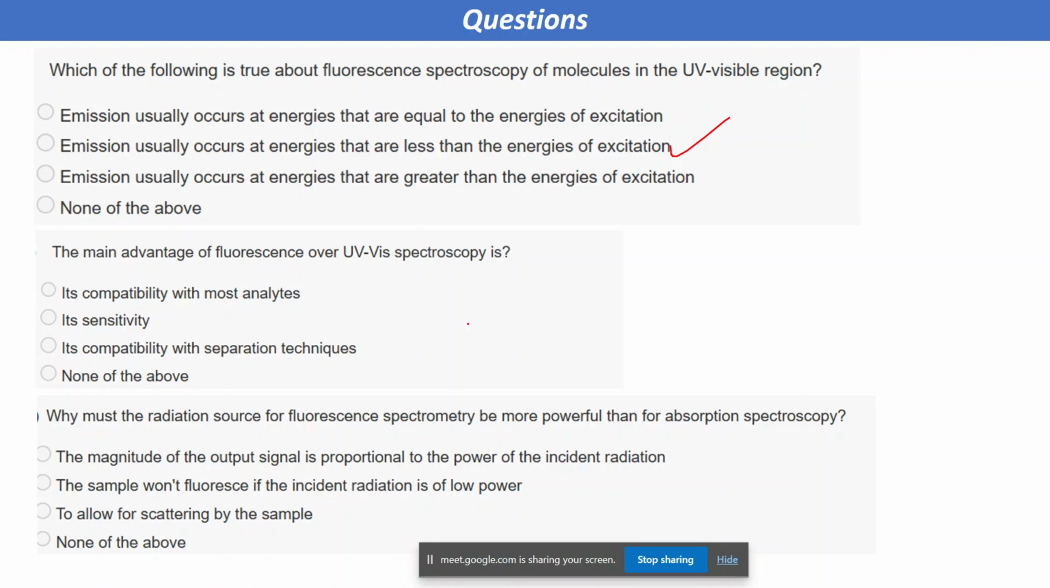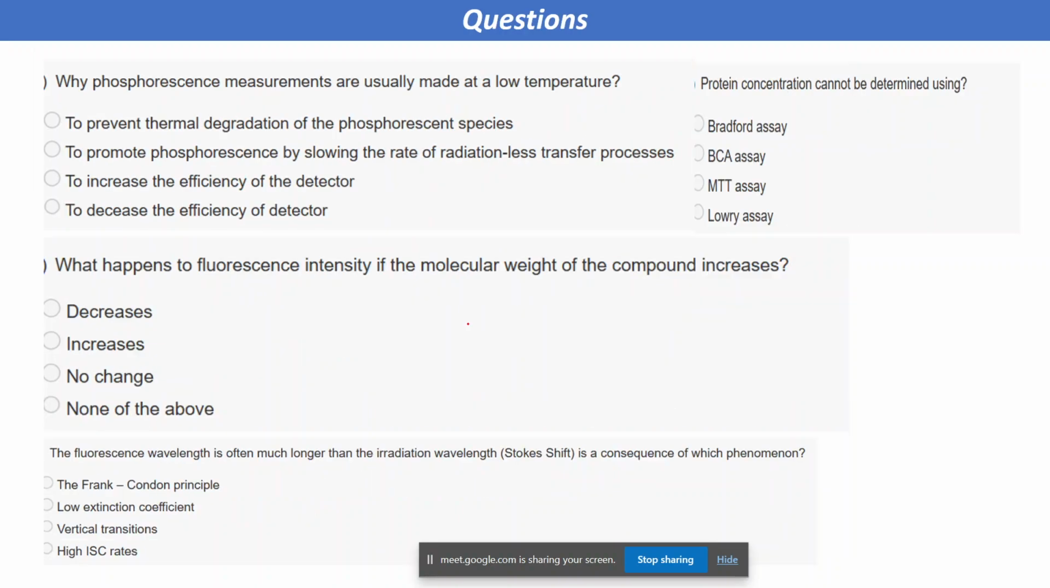Then the advantage of fluorescence over UV is in terms of sensitivity: fluorescence is more sensitive than UV. Then what's the difference between fluorescence and phosphorescence? In fluorescence, the transition is from the singlet state to the ground state, like S1 to S0, while in phosphorescence, the transition is from the triplet state to the ground state, from T1 to S0.